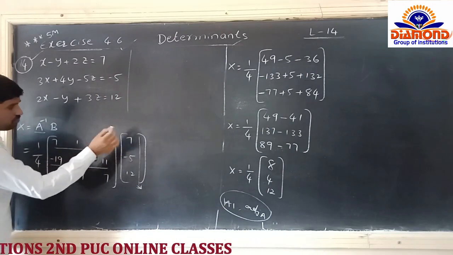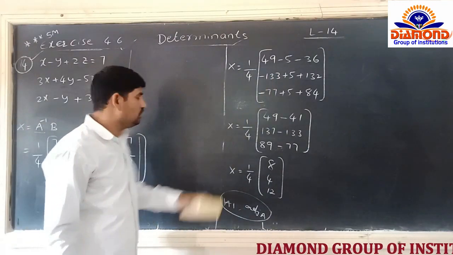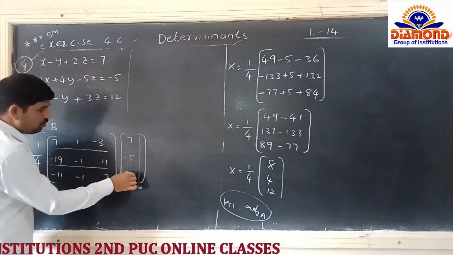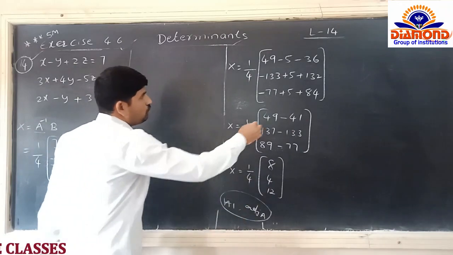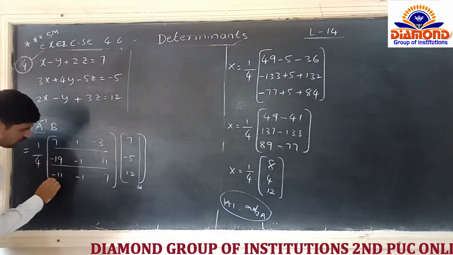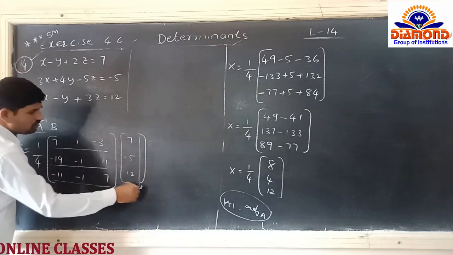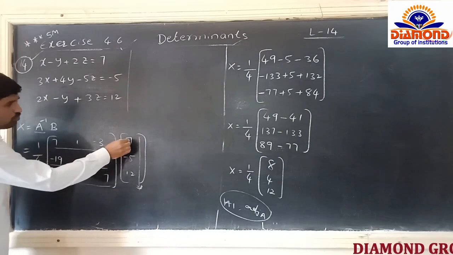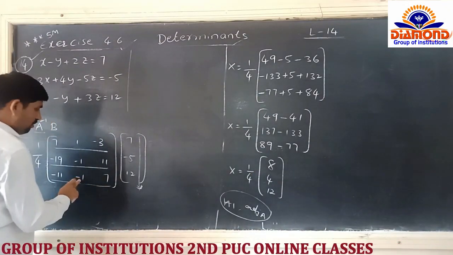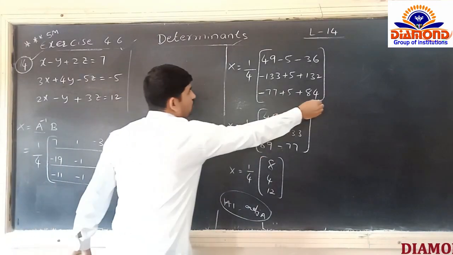Minus into plus is minus, 19 times 7 is 133. Now minus into minus is plus 5. 11 times 12 is 132. Next one, the last row. By taking the last row, we multiply with the first column. Minus into plus is minus, 11 into 7 is 77. Again minus and minus is plus, 1 into 5 is 5 and 7 into 12 is 84.